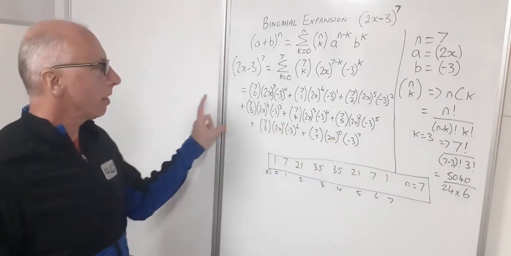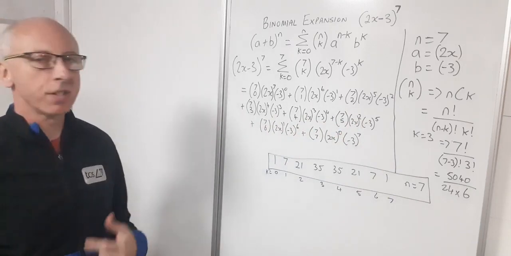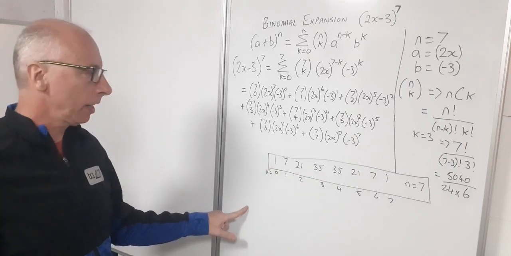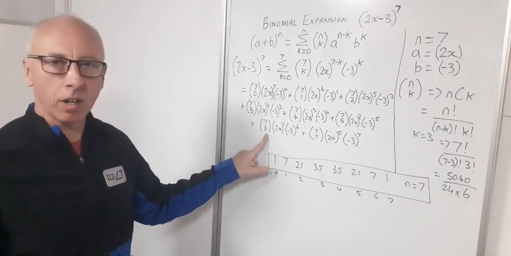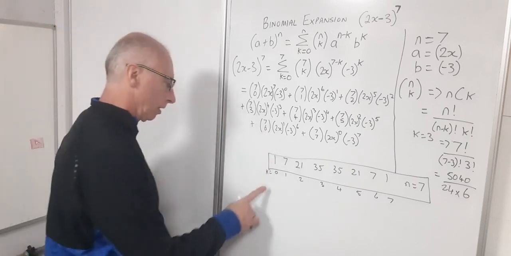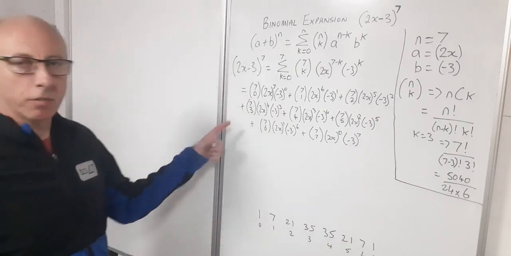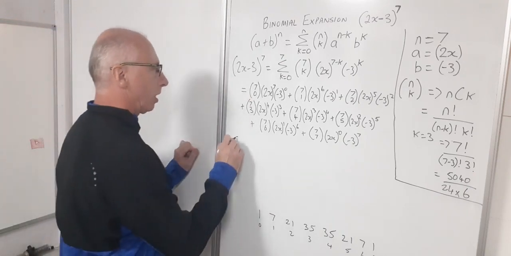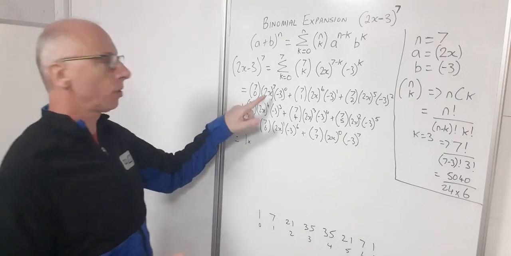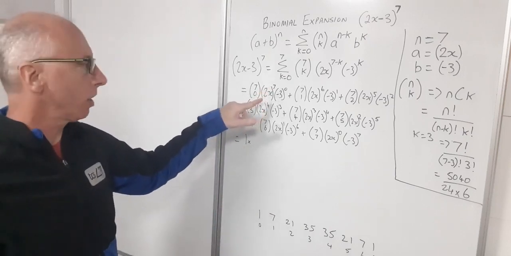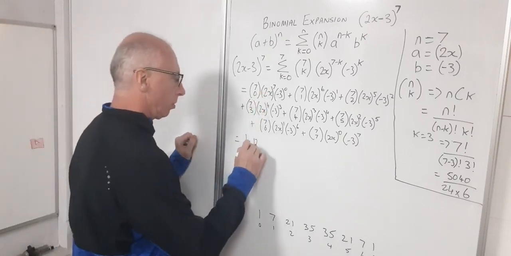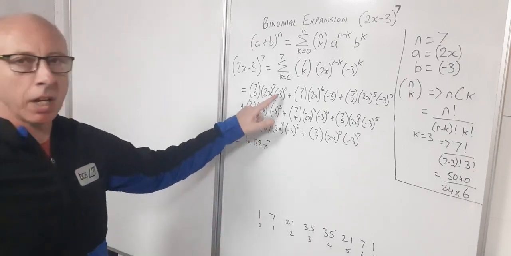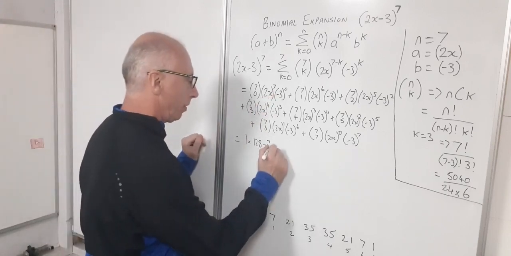Okay, that's it all written down. Now we need to try and simplify it. I'm going to move these coefficients down to the bottom here, and then we can use those when filling in our 7 choose k. So 7 choose 0 is 1. I've got 1 times 2x to the 7. 2 to the power of 7 is 128, so I've got 128x to the 7. And then minus 3 to the 0 is 1, so I times that by 1.